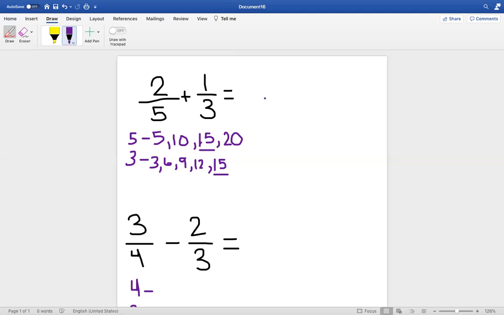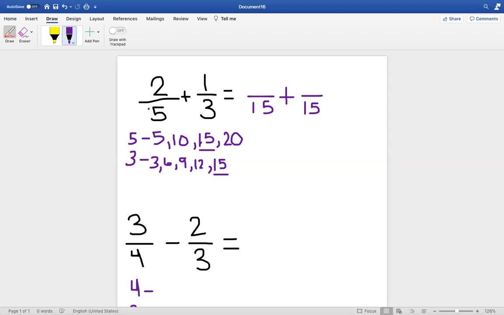That means that we need to make two new fractions with a denominator of 15. But we're not just picking random fractions. We are making equivalent fractions, or fractions that are equal to our original fractions. They just have a new denominator.